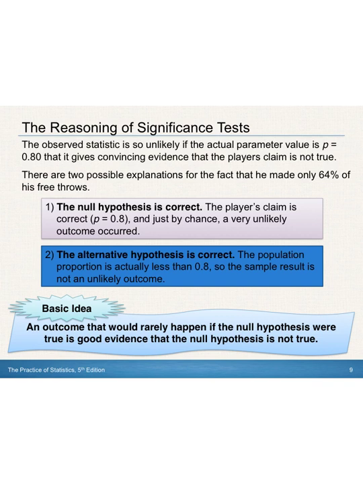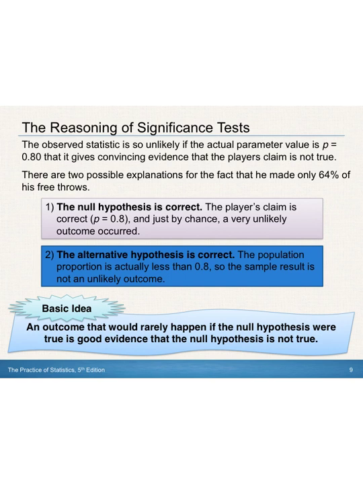So here's the basic idea. The observed statistic is so unlikely if the actual parameter value is 80% that it gives convincing evidence that the player's claim is not true. It happened 3 out of 400 times. That's less than 1% of the time. So there are 2 possible explanations for this fact. One is that the null hypothesis is correct, that the player's claim is correct, and just by chance, very unlikely chance, but just by chance, he got a 64% on that one trial of 50 shots. The other possible explanation is that the alternative hypothesis is correct, that the population proportion is actually less than 80%, so the sample result is not an unlikely outcome.